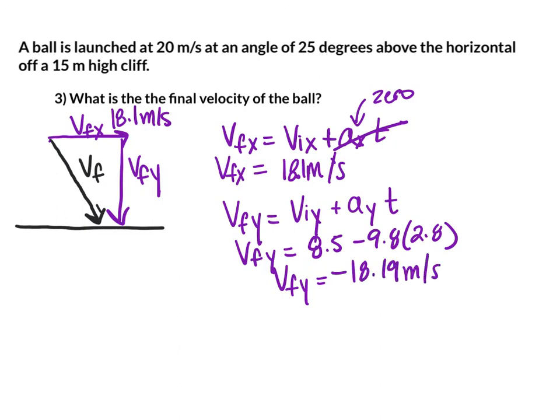Now we're going to write that down. This negative tells us it's in the negative direction. This arrow is now telling us that. So we're just going to carry over 18.9 meters per second, because this arrow is telling us the negative direction, all right?